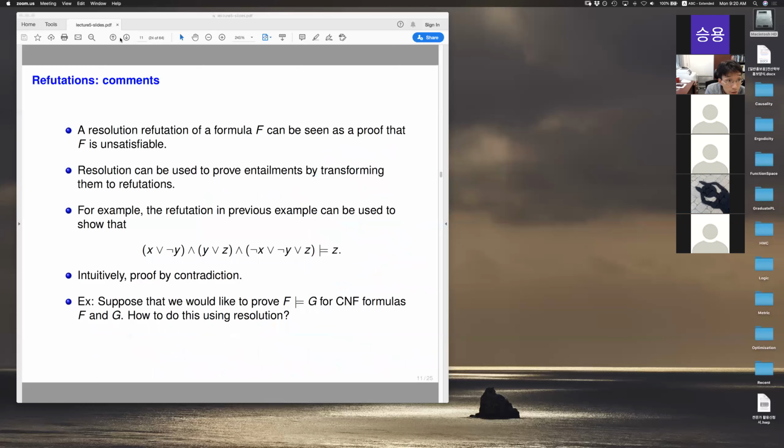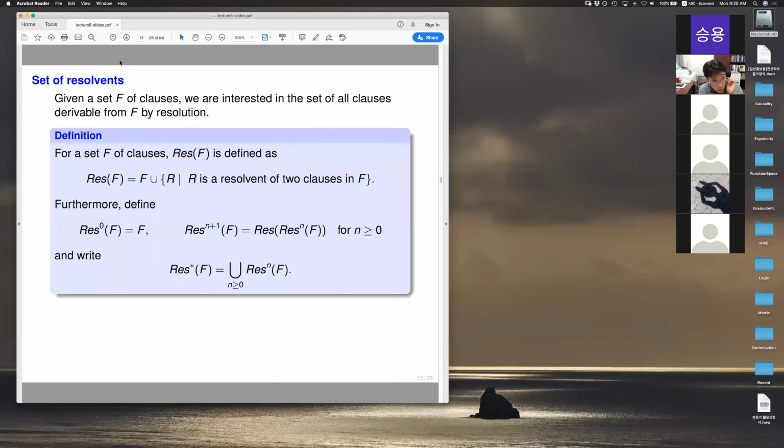Now let's analyze the properties of resolution. The starting point of the analysis is to think about the res operator. This is not an algorithm. You can implement it as an algorithm, but it's more like a mathematical operator. This mathematical operator res, and then we're going to define two things. One is called res. The other is called res star.